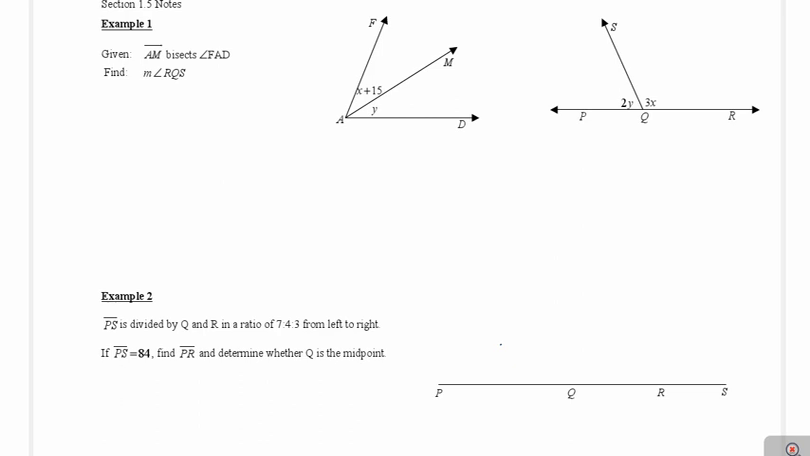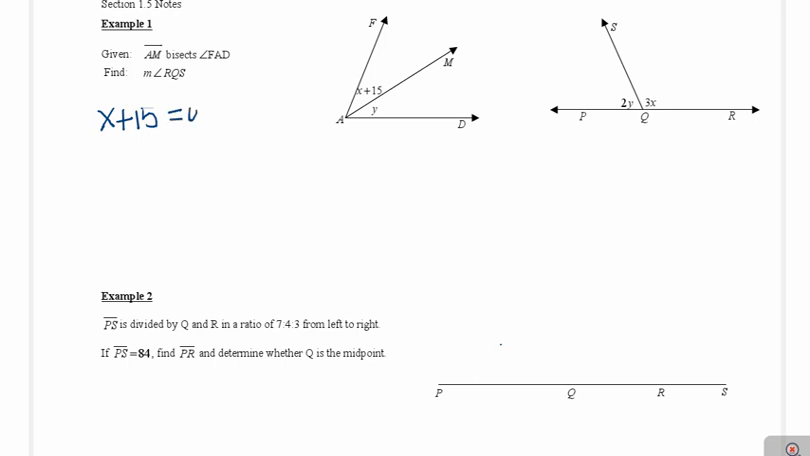Okay, example 1 says that ray AM bisects angle FAD. If a ray bisects an angle, it divides it into two congruent angles. So we're going to set those two angles equal to each other. So our equation would be x plus 15 is equal to y.